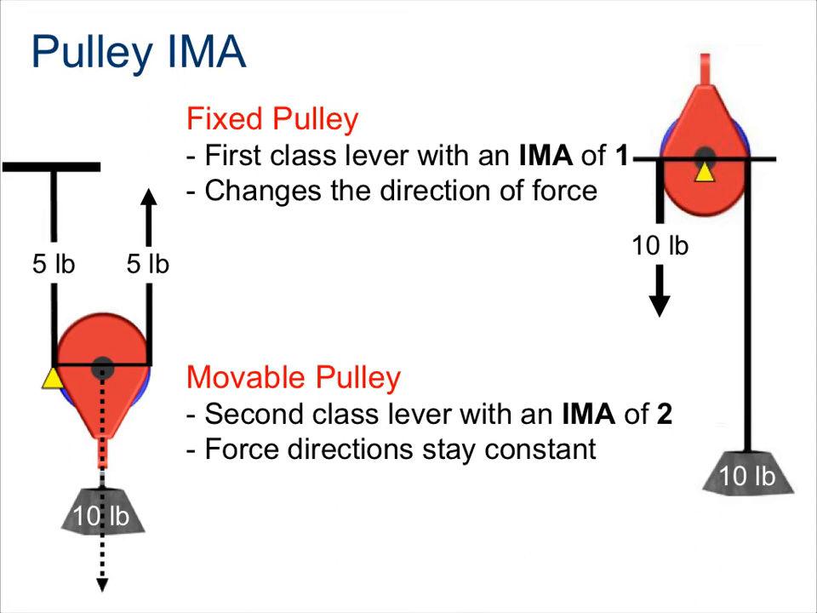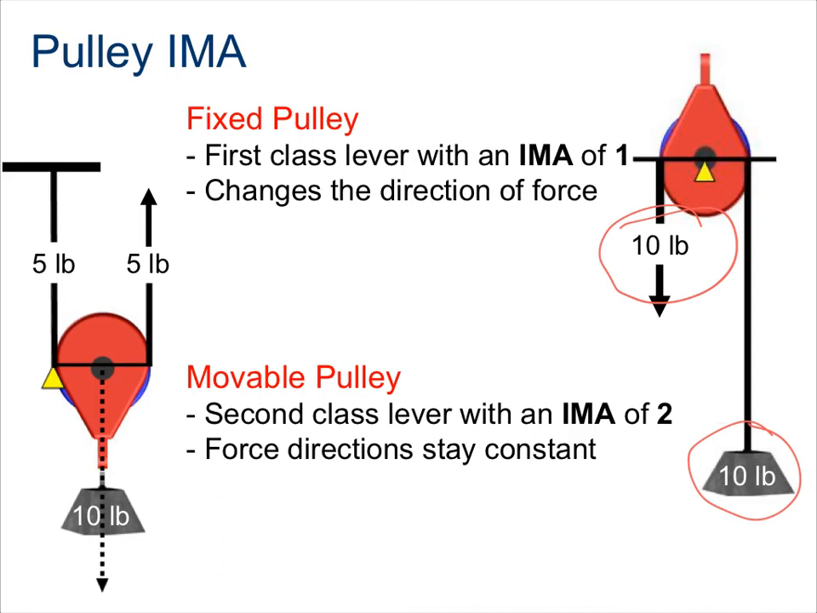So you'll notice in the first picture on the top right, this is a fixed pulley. It has an ideal mechanical advantage of 1, and it changes the direction of force. So if I have a 10-pound load and I'm using this pulley system and it has an ideal mechanical advantage of 1, it's going to require 10 pounds of effort to move that load.